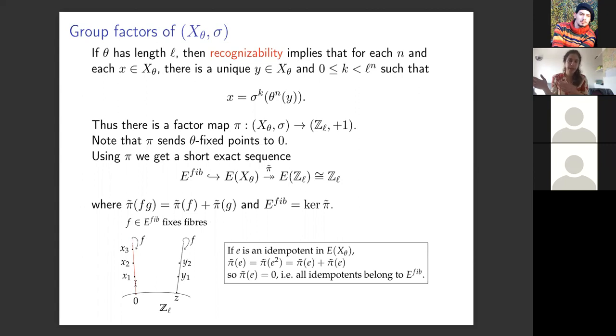All right, and the important thing here is that idempotents belong to E-fib. Okay, so why is that true? Well, if it's an idempotent, it means e equals e squared. Now, pi tilde is a semigroup morphism, so I have pi tilde of e is 2 pi tilde of e. So all idempotents will belong to this E-fib. So E-fib is very important, and we spent much of last year just working with E-fib.